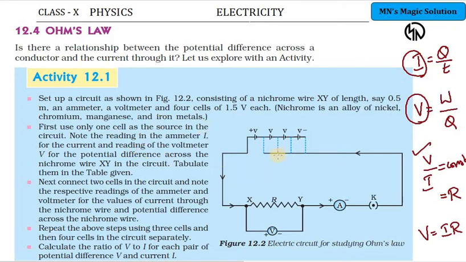Now in the activity, a circuit is set up wherein I have a resistor. In parallel I am connecting a voltmeter, and in series an ammeter. And you have got a series of cells, with dotted lines connected to the cells. When doing the activity, first I am going to connect only one cell.